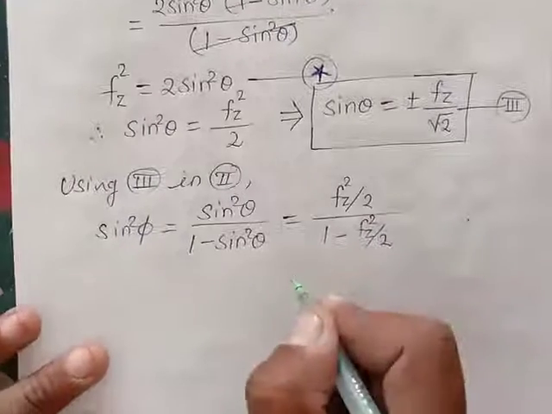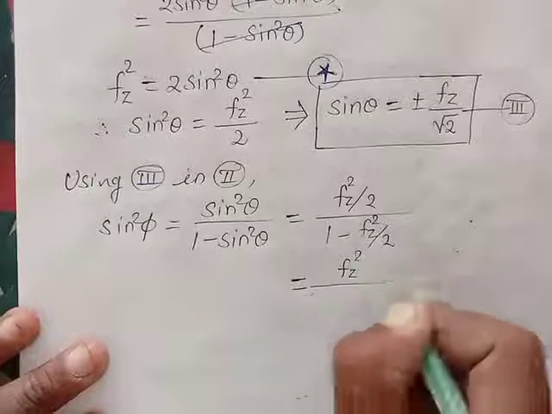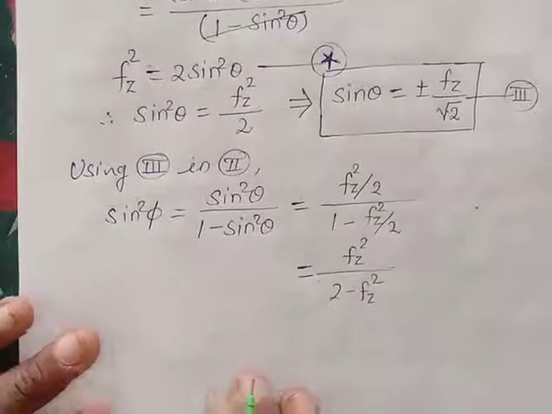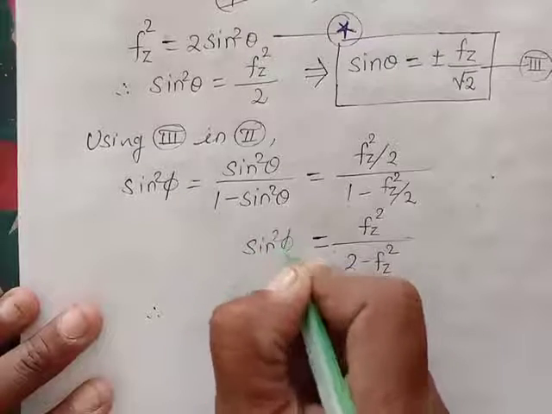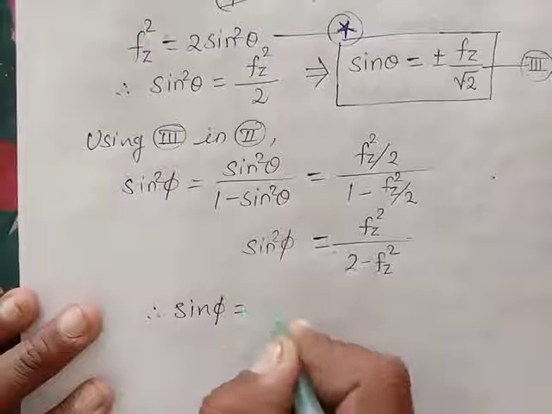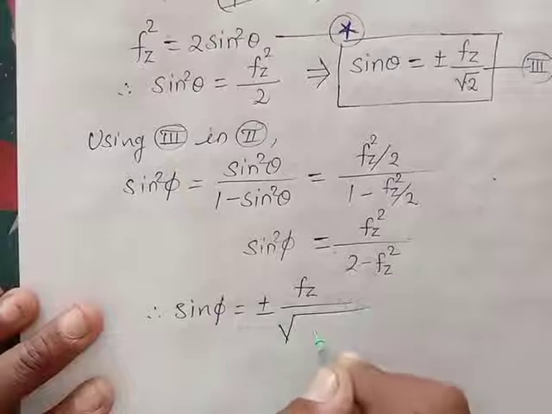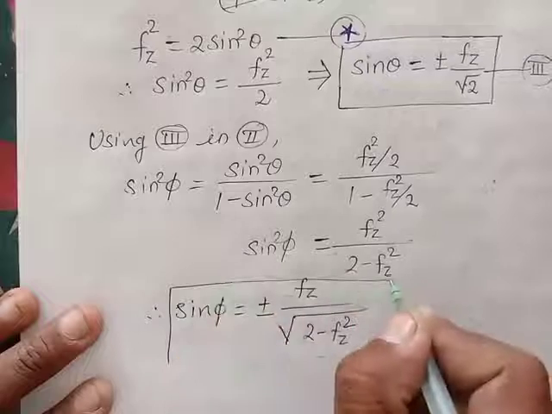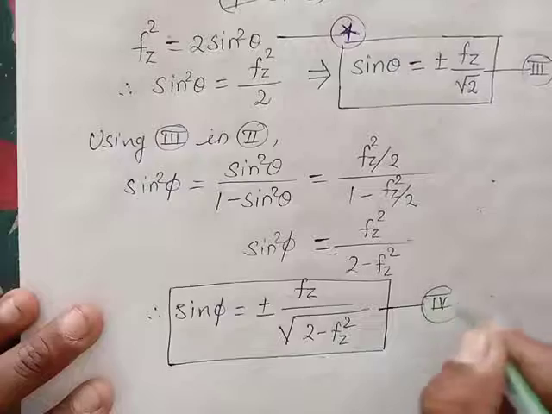So this will become Fz square upon 2 minus Fz square. Therefore this is sine square phi. Simplification, right? Therefore sine phi is plus minus Fz upon root of 2 minus Fz square. This is the answer for sin phi. Call it as equation number 4.